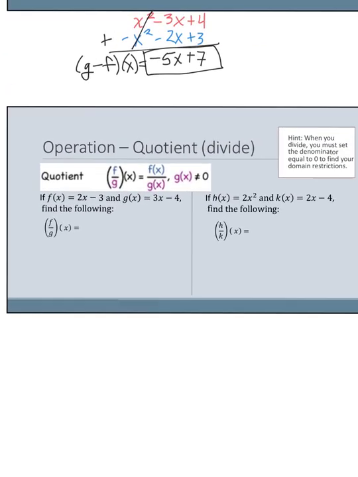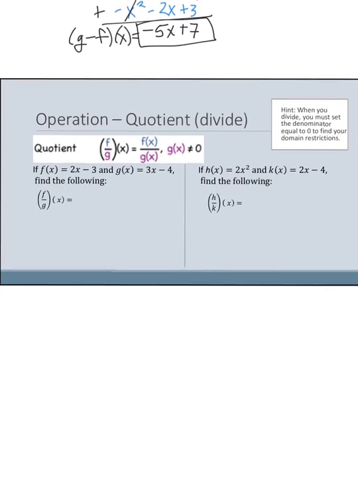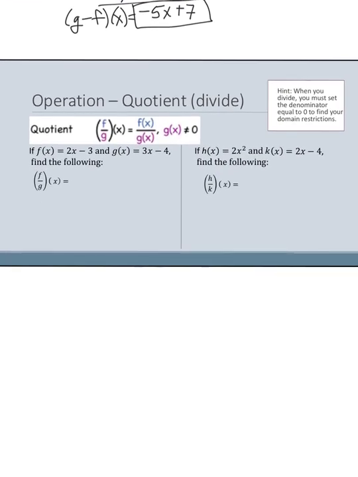So let's look at quotients, which is dividing. So again, notice that when we divide, I have a hint. You've got to set the denominator equal to 0 to find your domain restrictions. So that's really important. And it's possible we might have to factor. So we'll just see. So we're going to take the f function and divide it by the g function. So my f function is in blue and my g function is in red.